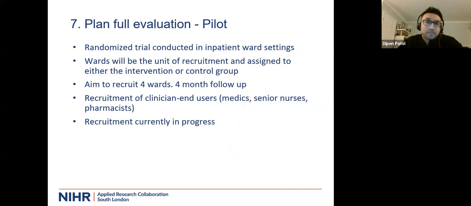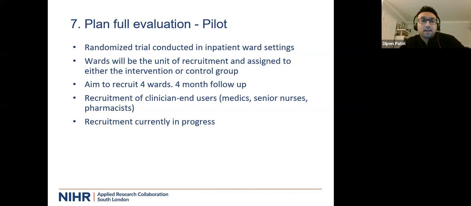a pilot. So a randomized trial conducted in the inpatient mental health ward setting. We'll be using wards as a unit of recruitment, assigning them either to the intervention arm, so access to the system, and then we'll have a control group, which is treatment as usual, access to paper guidelines. We're hoping to recruit four wards and then run the intervention study over 4 months in total. Recruiting in this case clinician end users, although there is a possibility in future for data to be sent out to patients as well. And we're currently at the recruitment stage for this right now.